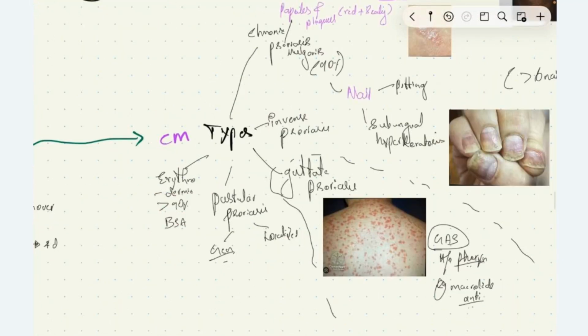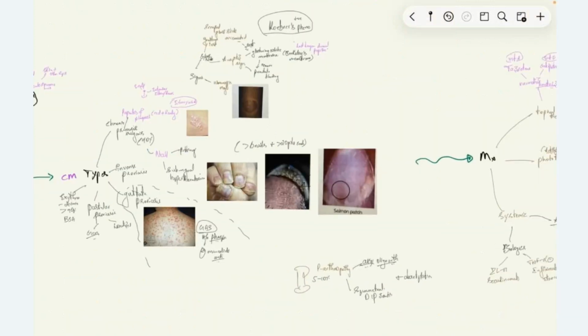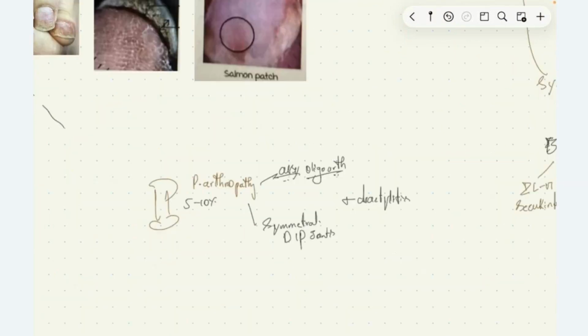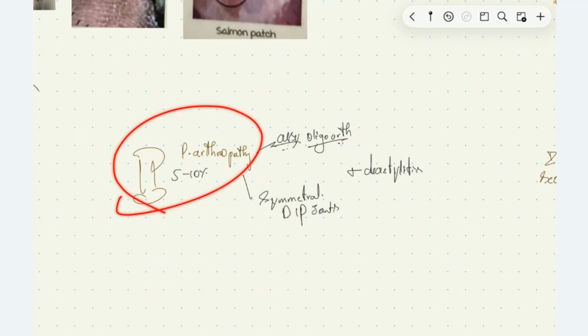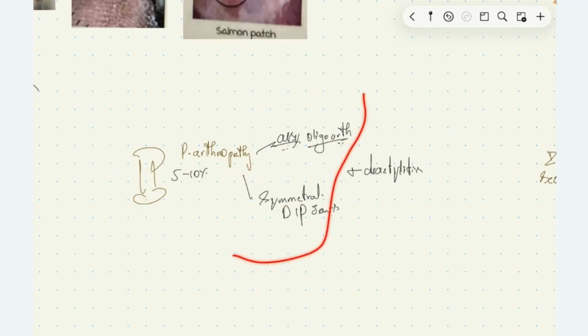More than 90% of body surface area will be erythematous with or without scaling. This is called erythrodermic psoriasis. These are some types of psoriasis. Along with this skin manifestation and nail manifestation, 5 to 10% of patients have arthropathy, that is psoriatic arthropathy, which is asymmetric oligoarthropathy or symmetrical arthropathy involving distal interphalangeal joints. It is a seronegative arthropathy, where along with this joint manifestation, we see dactylitis, that is inflammation of digits.